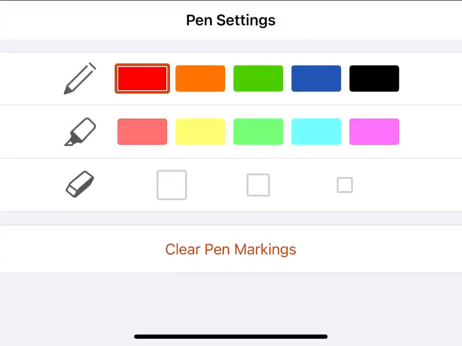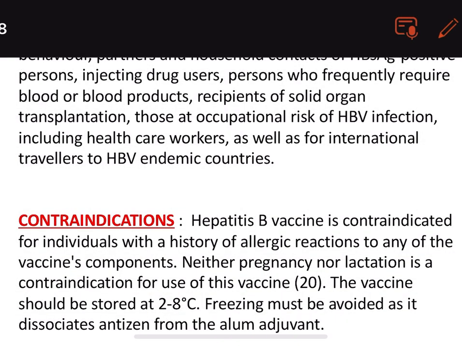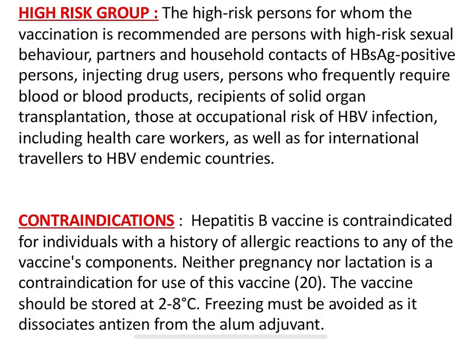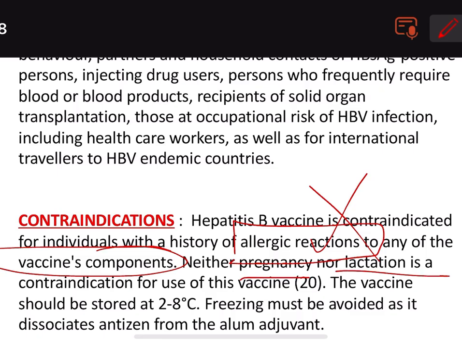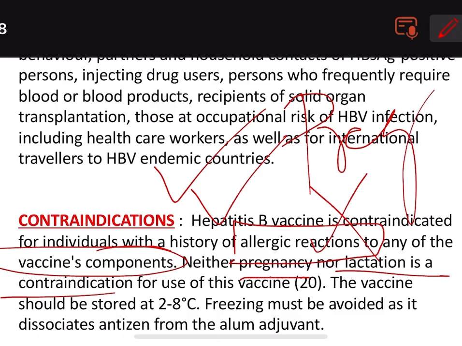Okay, then what are the contraindications to this vaccine? The hepatitis B vaccine is contraindicated for individuals who have an allergic reaction to any of the vaccine components. Those who have an allergic reaction, it is contraindicated. Neither pregnancy nor lactation is a contraindication. You can give this vaccine in pregnancy, and you can give this vaccine to lactating mothers.